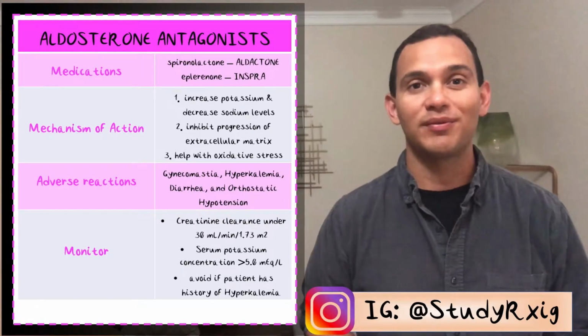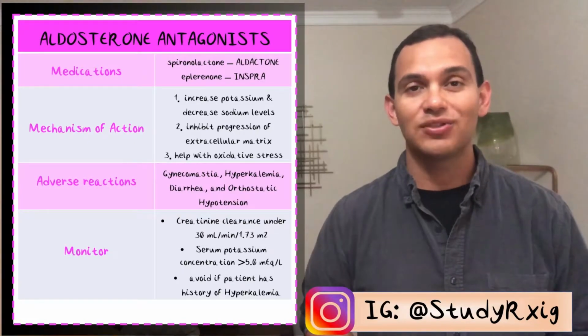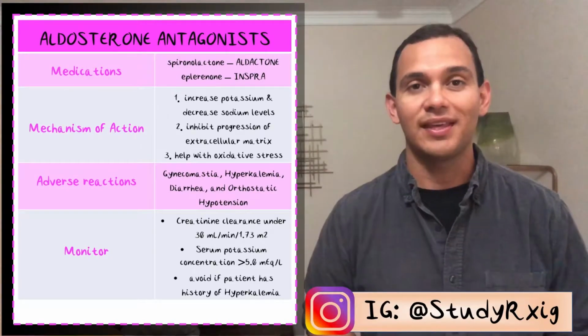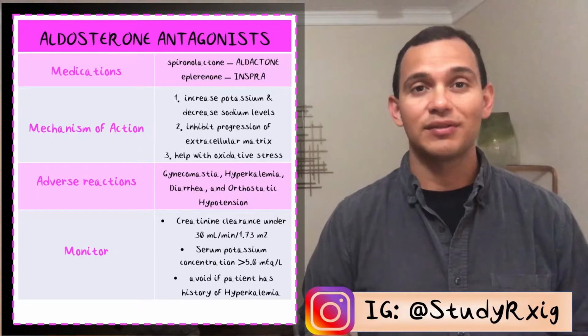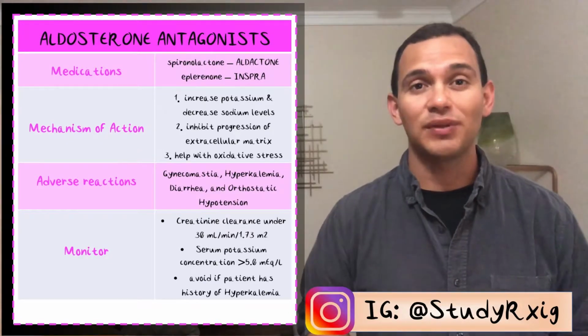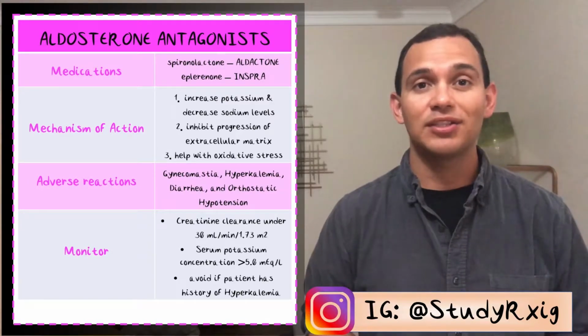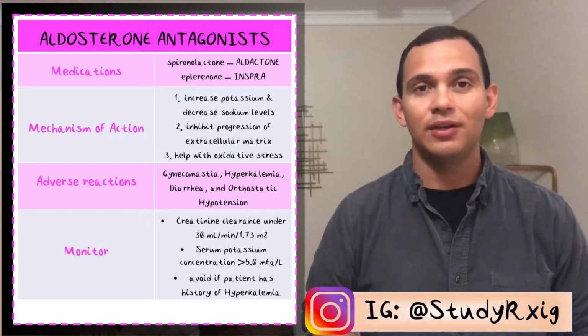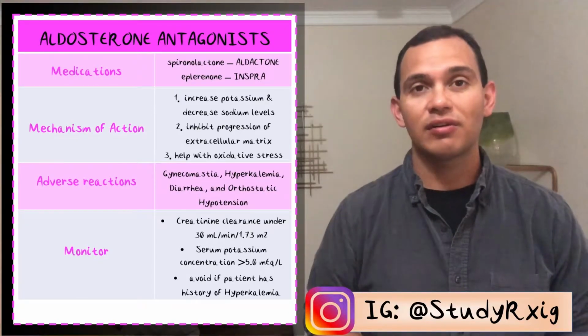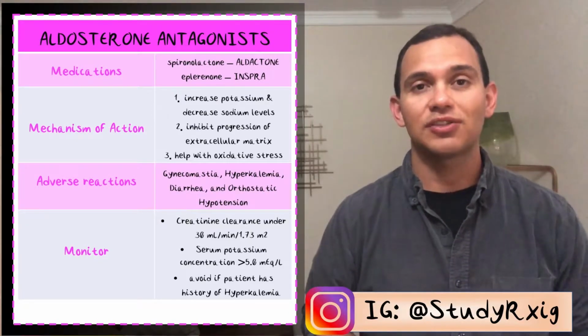What I want you to remember for the mechanism of action is that aldosterone receptor antagonists will do three things. One is increase the potassium and decrease sodium levels. Two is inhibit the progression of extracellular matrix. And three is help with oxidative stress. For adverse effects, we're going to focus on gynecomastia, hyperkalemia, diarrhea, and orthostatic hypotension. And also don't forget that spironolactone has stronger effects than eplerenone when it comes to sexual dysfunctions.